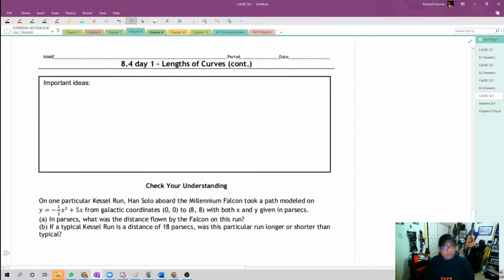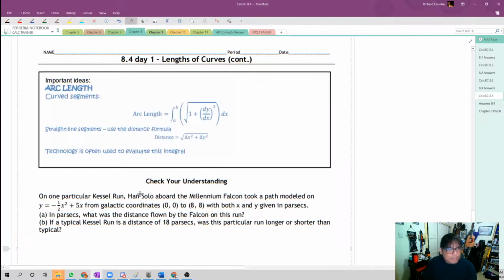Let's get you to your important ideas. We only really had one concept here, and that is the arc length of curved segments. Actually, this will work for straight line segments as well, but the arc length is the integral from a to b of the square root of 1 plus the derivative squared, dx. If you have straight line segments, it's usually easier just to use the distance formula, although you're welcome to use the arc length formula if you really want to. And like I mentioned earlier, technology is often used to evaluate these integrals.